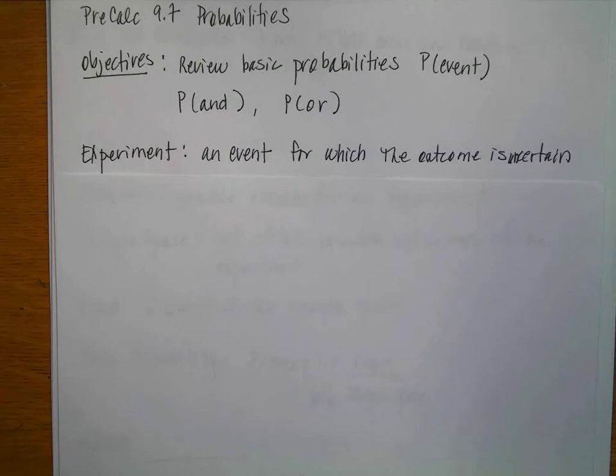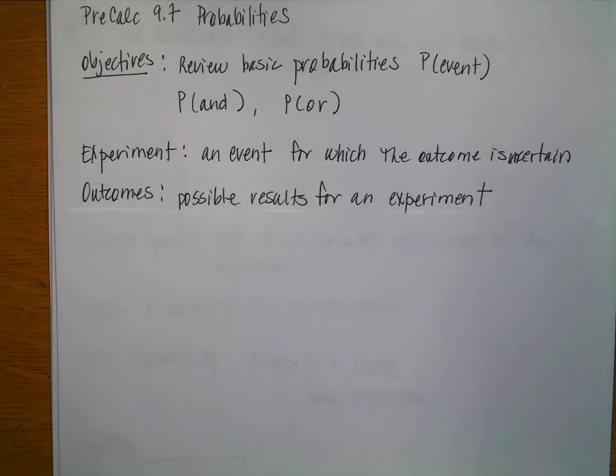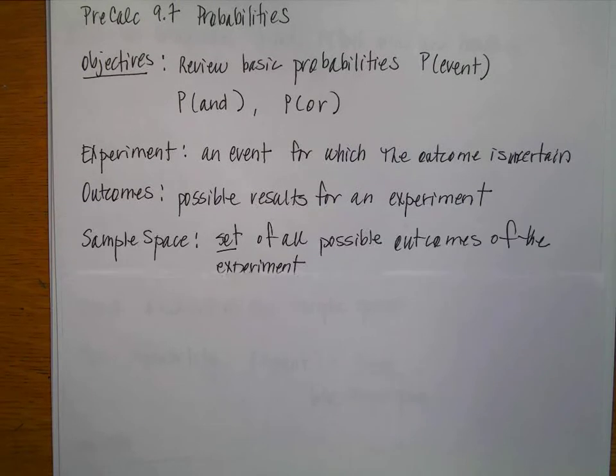An experiment is an event for which the outcome is uncertain. So in theory, when we do statistics, we're not sure how an experiment is going to turn out, which is why the outcome is uncertain. So if I'm pulling marbles from a bag, I'm not sure what marble I'm going to get when I pull it out of the bag. Outcomes are the possible results. So maybe I can get a blue marble or a red marble or a green marble. Those could potentially be my outcomes.